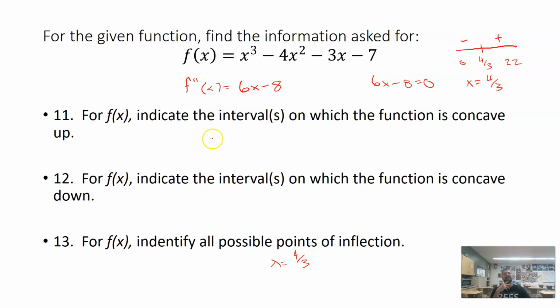Because this is the second derivative, this tells us where our function is going to be concave up or concave down. So from 4/3 to infinity, because the second derivative is positive, our original function is going to be concave up. From -infinity to 4/3, because my second derivative is negative, my function is going to be concave down.